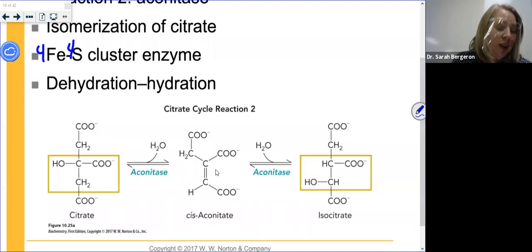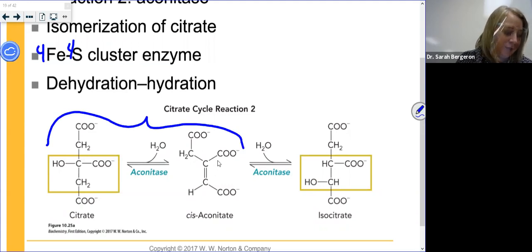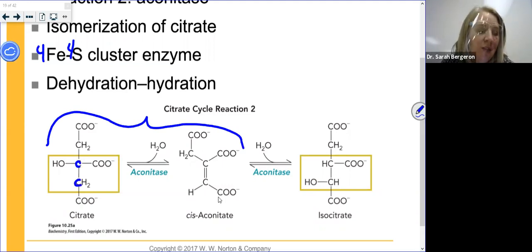So what's happening in this first half right here? We're going to form a double bond. So these are the 2 carbons we're looking at in citrate. So these 2. So what happens is we're actually going to lose a hydroxyl, right? If we lose our hydroxyl, then what happens?